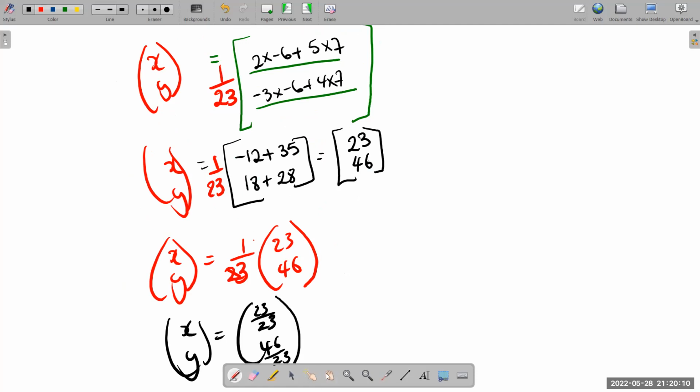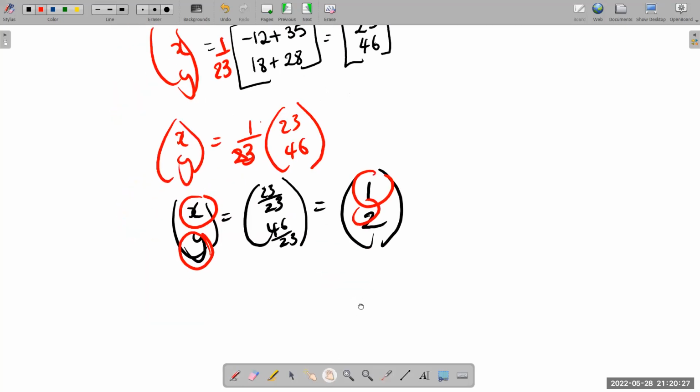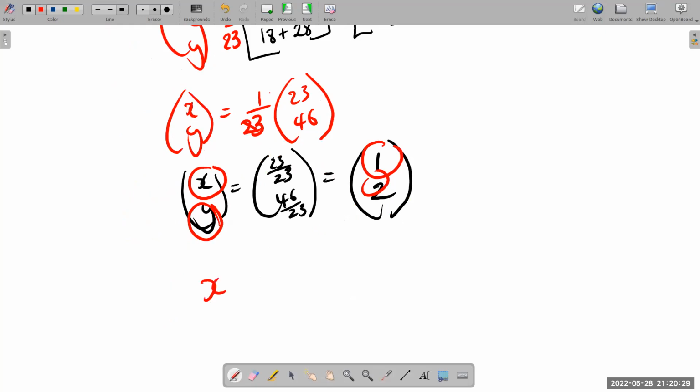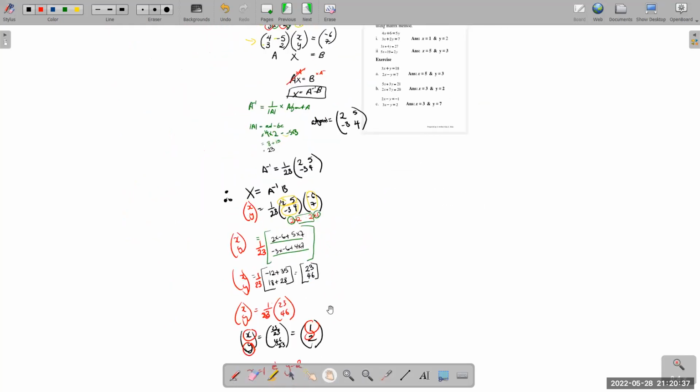And what is that equal to? 23 over 23 is what? 1. 46 divided by 23 is 2. So what does that mean? What is our answer? X is equal to 1. Y is equal to 2. And just like answering simultaneous equations, you have to say that X is equal to 1 and Y is equal to 2. So let me scroll back out and go through the whole thing from top to bottom.